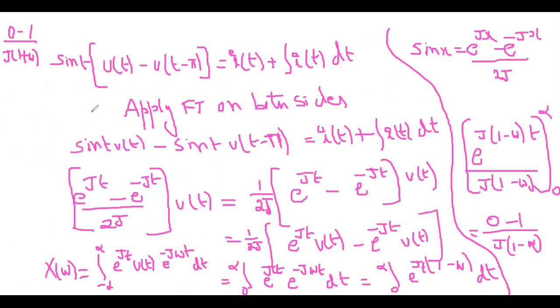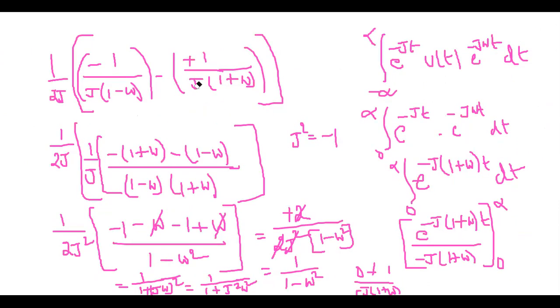The sine t. Okay, this is also wrong. For the first one, the Fourier transformation is minus 1 by j into 1 minus omega. For the second term, plus 1 by j into 1 plus omega, and it is multiplied with 1 by 2j, my students. Simplify this function, and finally we got 1 by (1 plus j omega) whole square.